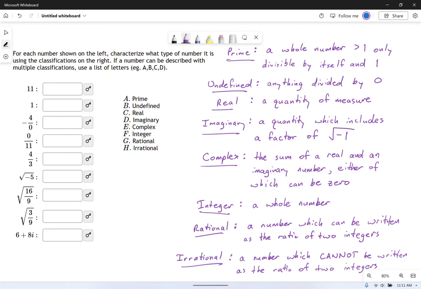I'm going to go through these numbers over here, and let's see which ones match the definitions on the right. Everything on the right is present in at least one of these numbers. Some of them are present in a lot, some of them not so much. Let's see what we've got.